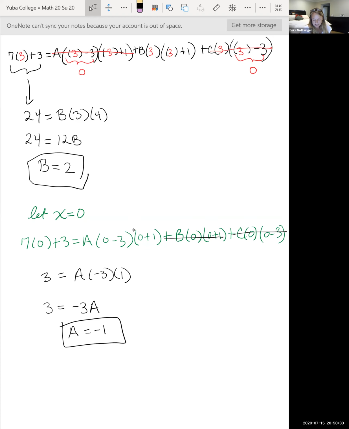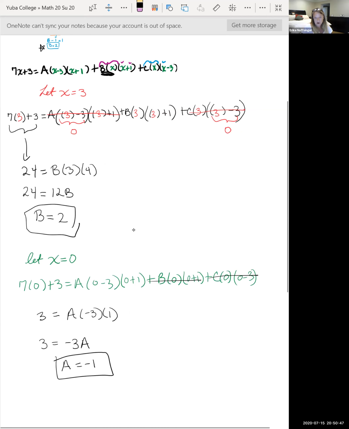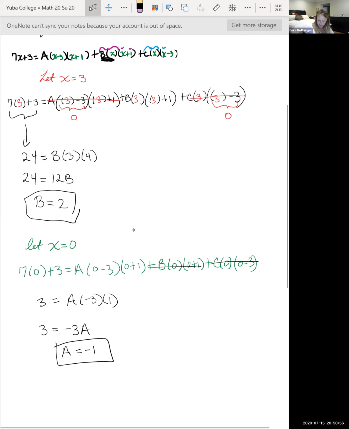Last but not least, I would choose one more value for x so that I could figure out what c is. I don't want a 3, I don't want a 0. It's the other factor that's going to clear the other ones, which is negative 1. So really, I showed you the steps, but you can kind of skip some steps. If I let x equals negative 1, let's just go over here and write it in. So 7 times negative 1 is negative 7, plus 3 is negative 4.